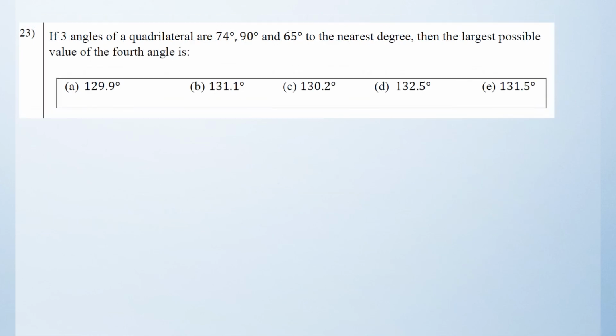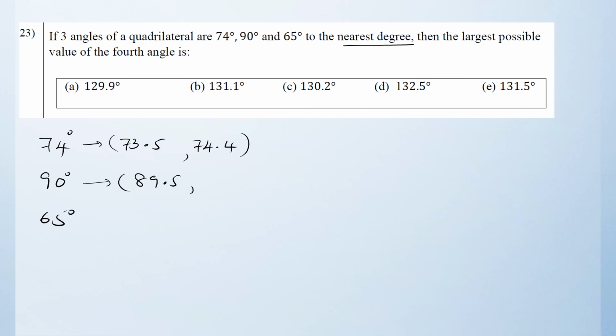Question number 23. Three angles of a quadrilateral are 74, 90 and 65 to the nearest degree. So each angle, 74 degrees, 90 degrees and 65 degrees, can vary from 73.5 to 74.4, and this one can vary from 89.5 to 90.4, and similarly this will vary from 64.5 to 65.4. So this is the lower limit, this is the upper limit.